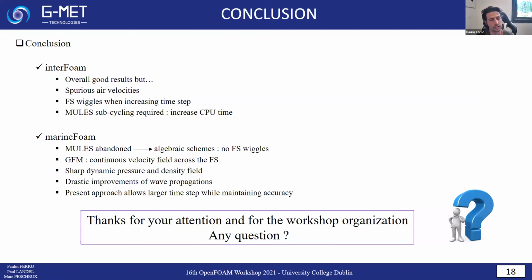But there are intrinsic limitations regarding spurious air velocities that can destroy wave propagation, and this leads to an artificial increase of the Courant number. By the way, the user must use a very low time step due to this phenomenon. Free surface wiggles appear when you increase the time step too much, for example, if you want to decrease your calculation time. To avoid that, multi-subcycling must be increased, but the bad effect is that it leads to a large increase of the CPU time.